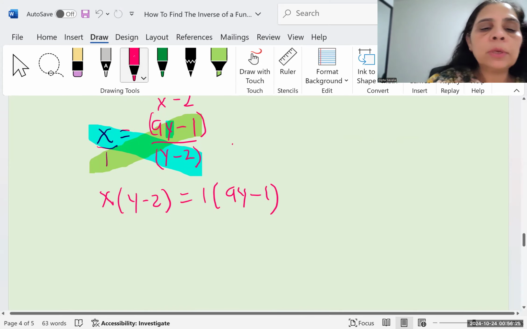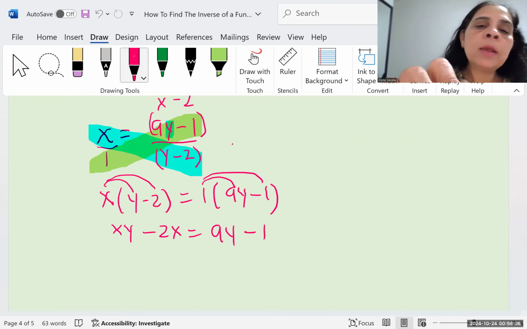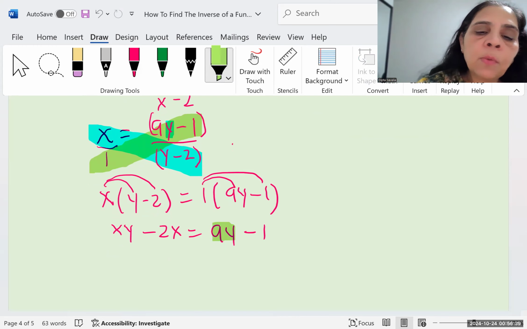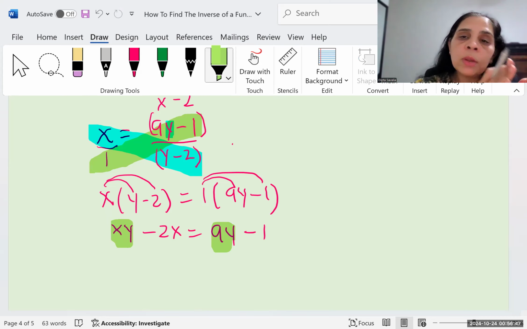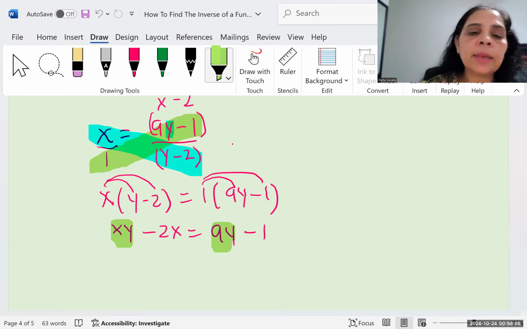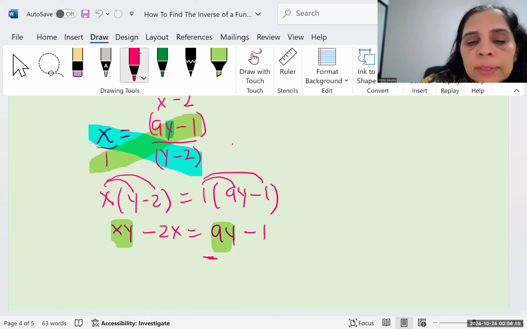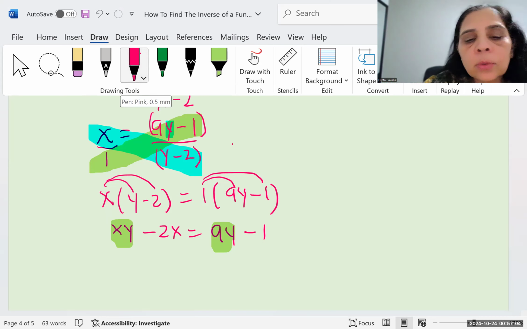Next step, we can use the distributive property. So xy minus 2x equals 9y. We are multiplying by 1, so you will get exactly the same. Now what? We can see we have y here and here. Anytime we solve for a specific variable and it appears in more than one term, we try to keep all y terms on one side and all other variables and numbers on the other side. So I can remove this 9y from here, or you can move this 2x to the other side first.